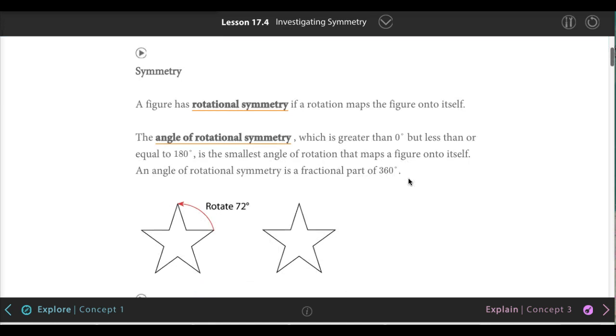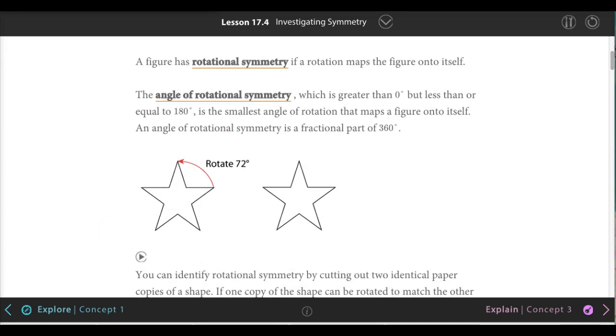Okay, so then they give you some examples over here. As you can see with the star, of course you also have a line of symmetry. You can draw a line like this, and then if you were to fold the paper in half that way, it would map onto itself, okay? But it also has a rotational symmetry, meaning you start from here, and then if you were to rotate the star that way by 72 degrees, it would come out the same shape like that.